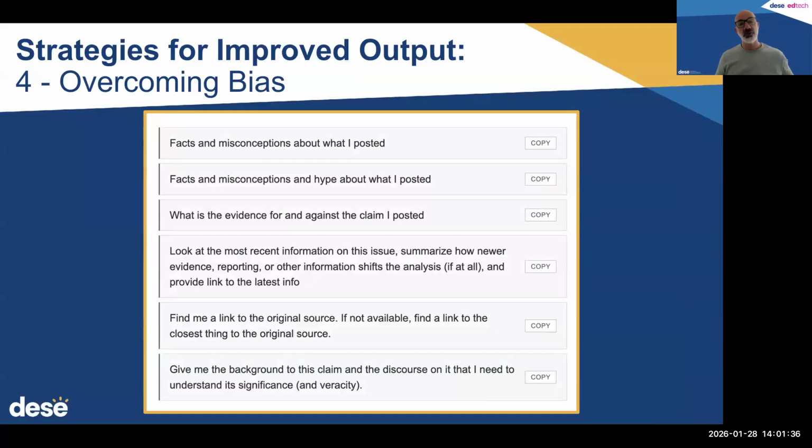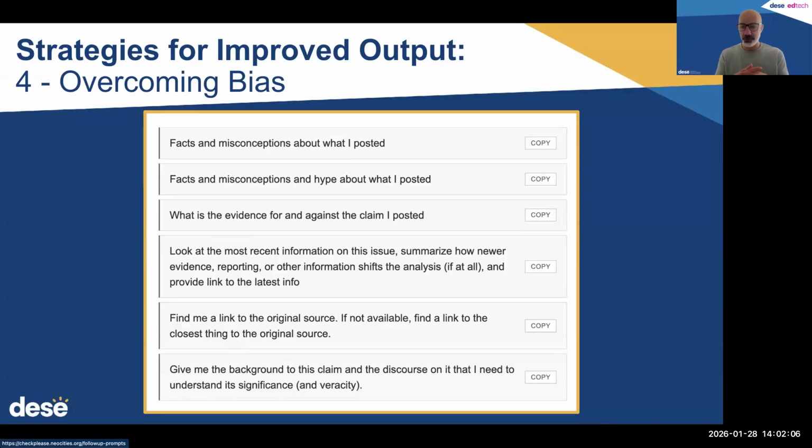So imagine we're using a generative AI tool, and we're asking it to evaluate Truman's decision, and it does that evaluation. And then we come back and we go, what is the evidence for or against this claim? Find me a link to original sources to validate your thinking. If the original link isn't available, find the closest thing to that original source. Give me the background to this claim and any discourse that I need to understand its significance.